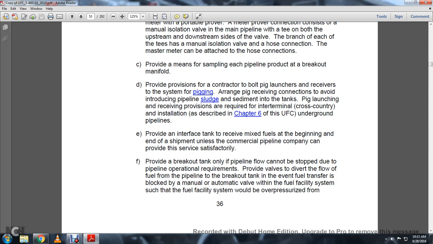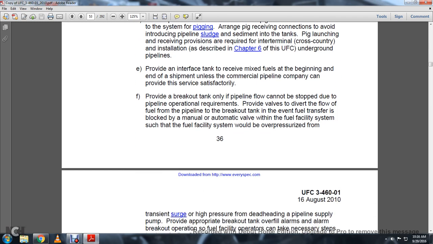Underground pipelines provide interface tank with the received mixed fuels at the beginning or end of the shipment, unless arranged with the commercial pipeline company and provided with a satisfactory service. Provide breakout only with the pipeline that flow cannot be stopped due to the pipeline operation requirements. Provide the valve to defer the flow of the fuel from the pipeline to the breakout tank in the event the fuel transfer is blocked by a manual automatic valve.